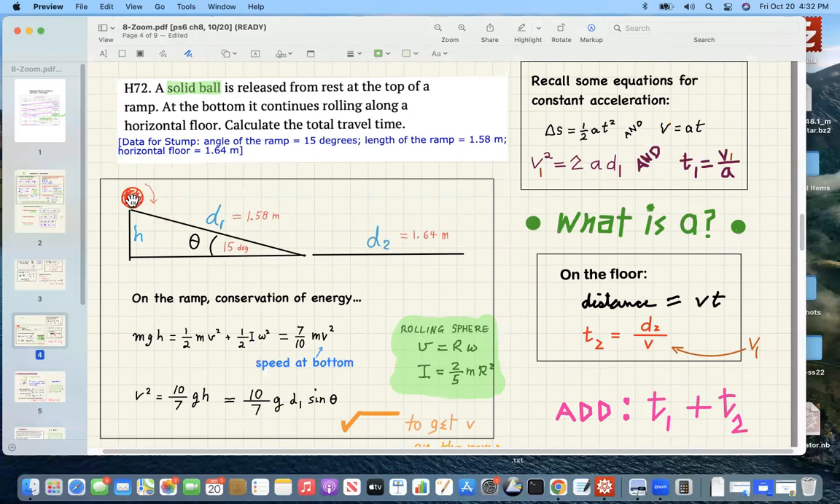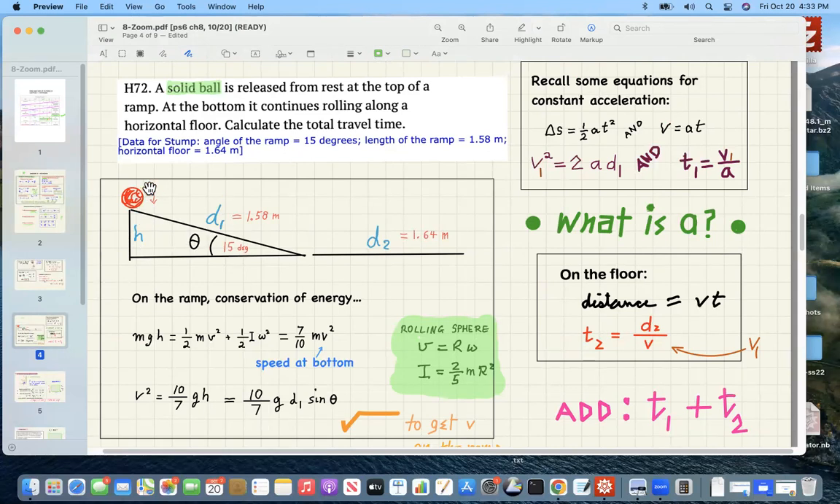You have a sphere rolling down a ramp, and you're given information about the distance down the ramp. Then when it reaches the bottom of the ramp, it rolls along the floor. The angle of the ramp is given as 15 degrees. This height would be, well, if I look at this right triangle, this height would be the distance times the sine of the angle, because this side of the right triangle is the opposite to the angle.